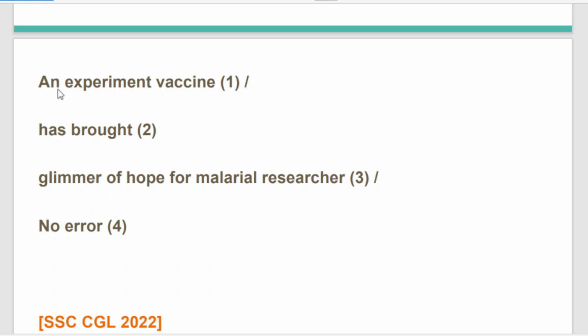So it's a question of 2022. Now this is a little different but not difficult. An experiment vaccine has brought glimmer of hope for whom? For malarial researcher. Now if we would have said only researcher, the sentence would have been fine. That a vaccine has brought a lot of hope and new way for researchers. But we are specifying it with the word malarial.